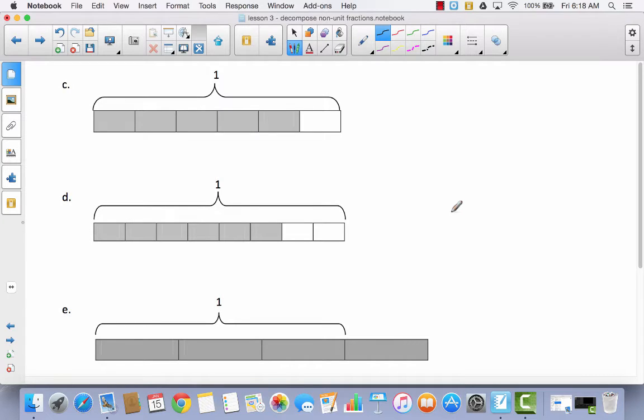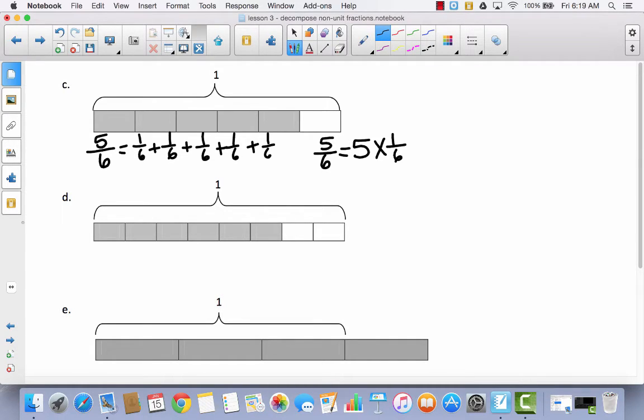All right, let's try again. If you feel like you can do this one all by yourself, go for it and then come back and see if you did it correct. All right, so hopefully you took the time to at least try to do this. So I see 1, 2, 3, 4, 5, 6. 5 out of 6, and that's going to equal 1/6 plus 1/6 plus 1/6 plus 1/6 plus 1/6. So you should have written that 5 times. As a multiplication sentence, that is 5/6 is equal to 5 times 1/6.